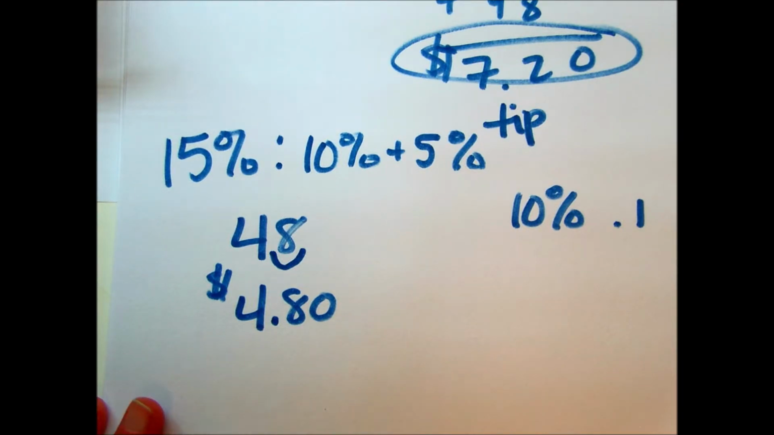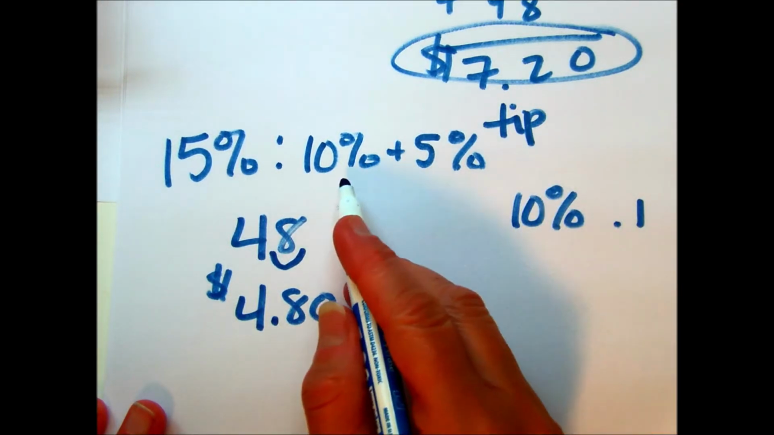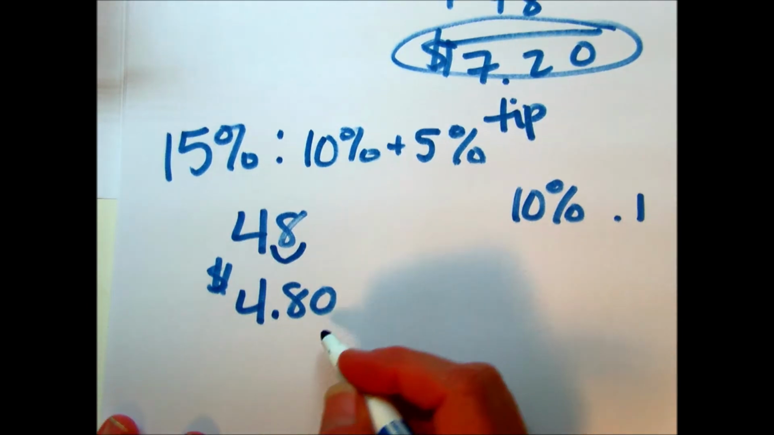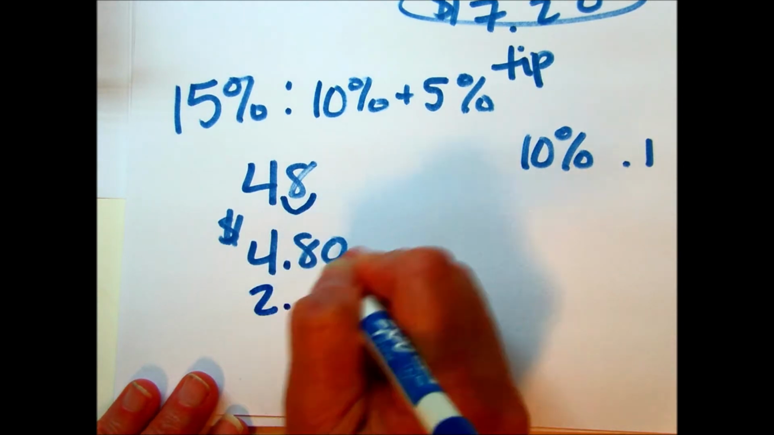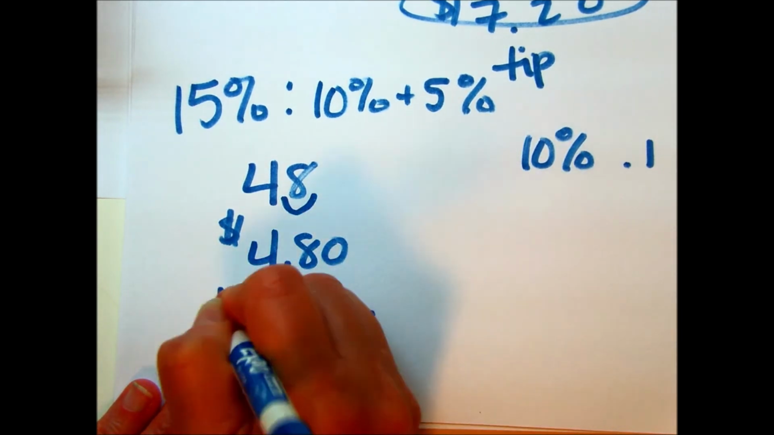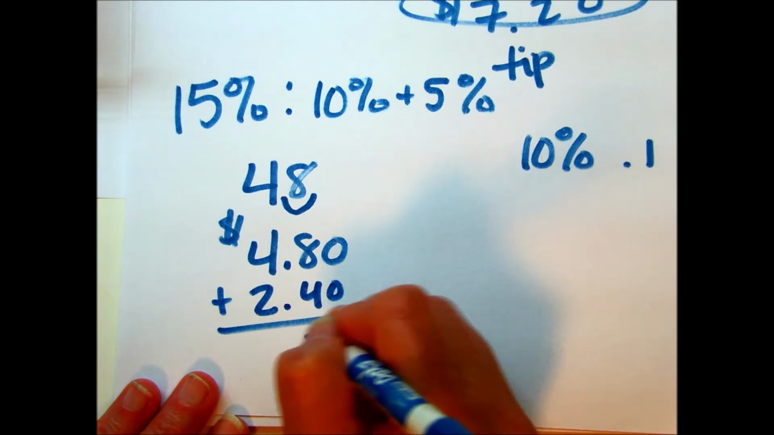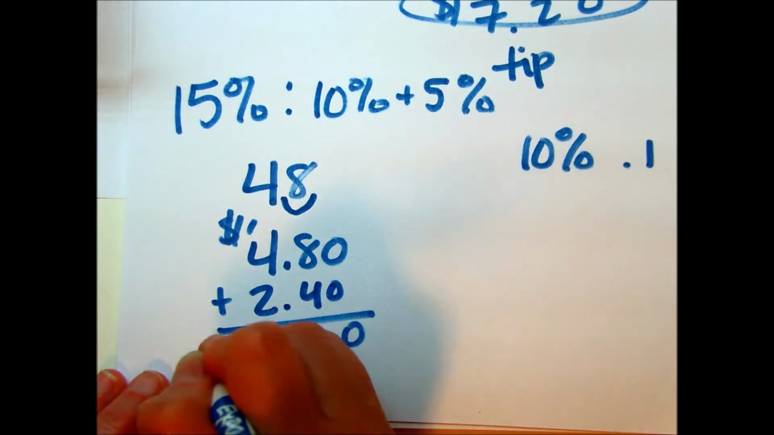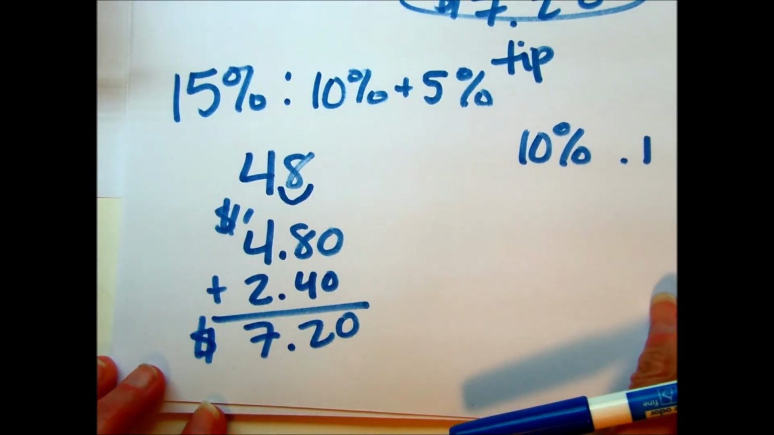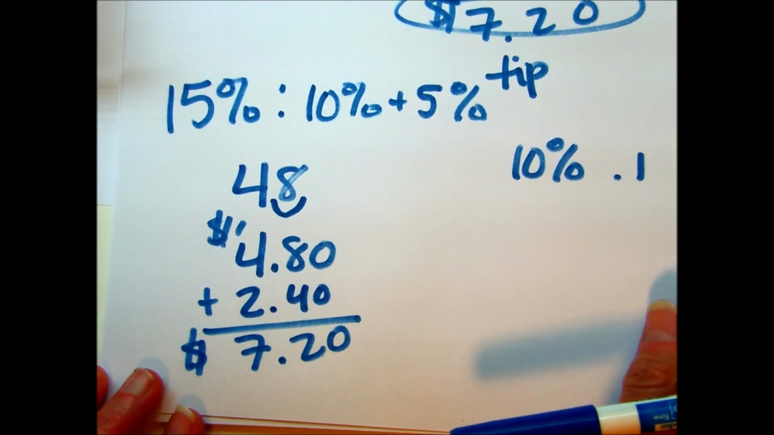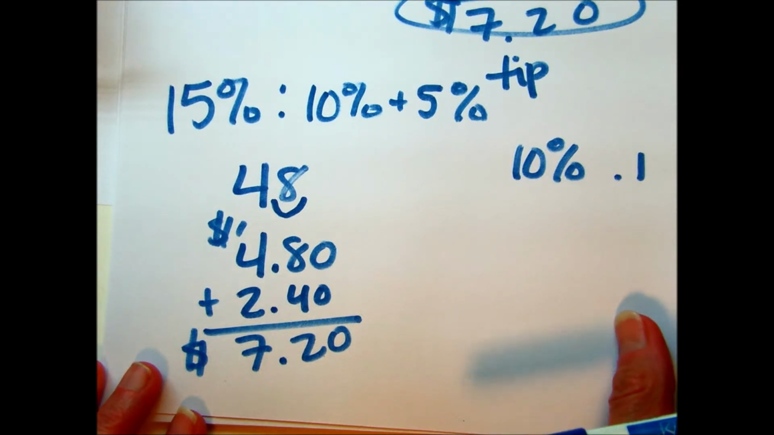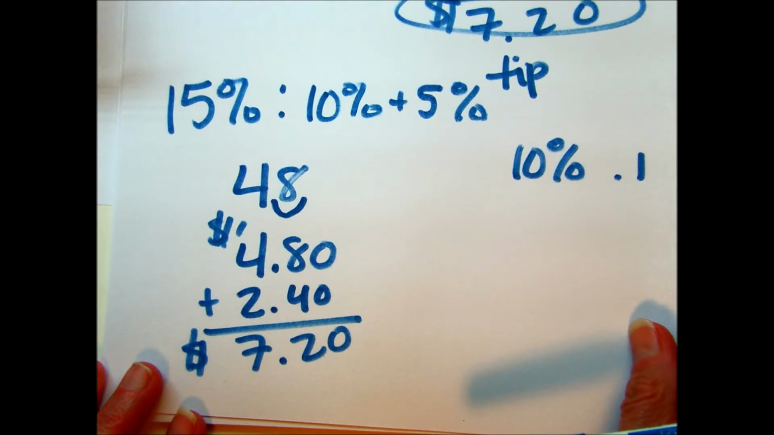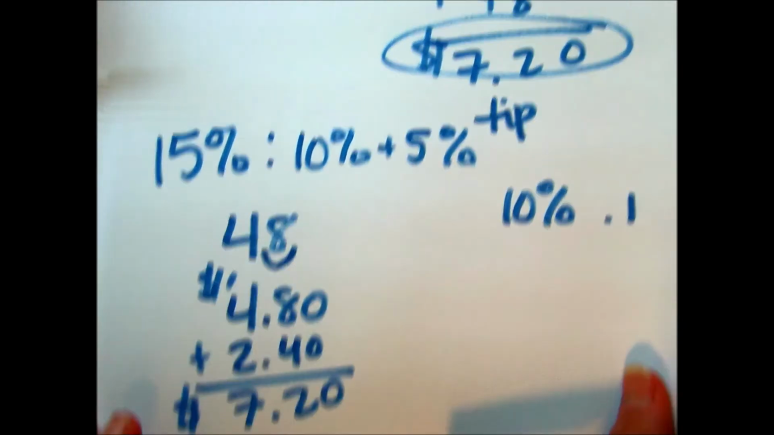Now 5% is half of 10%. So what's half of $4.80? Well, it's going to be $2.40. And if you just add those up, you're going to get the same amount. Now, I know a lot of people have cell phones and could probably figure out the tip on their cell phone, but it's nice to know that you could make that mental calculation without the use of a calculator.